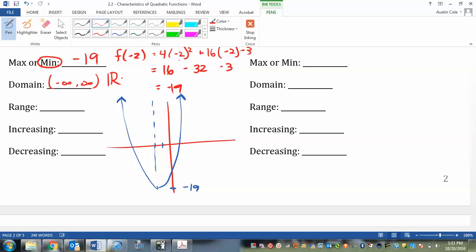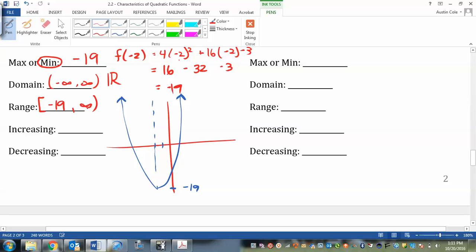Our range is our y values. So where on the graph are our y values being used? Negative 19 is my lowest y value, isn't it? Yeah. What's my highest? Infinity. So here we go: negative 19 to infinity. Now, can we go to negative 19? Yes, we did, so I need to have a bracket. Why does it need to be a bracket? Great question.